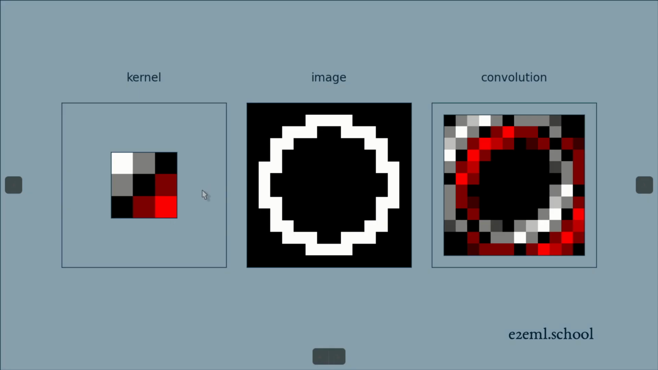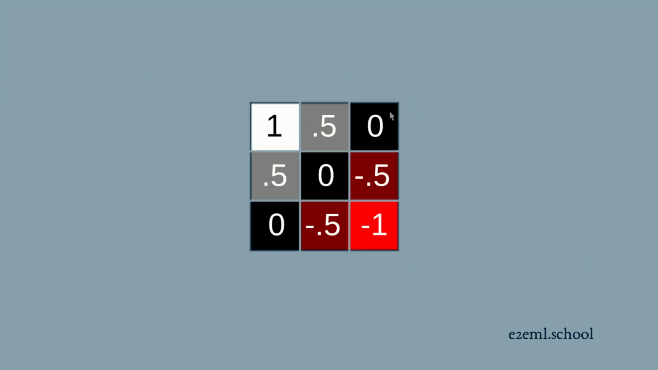This kernel also maps numbers to colors. So we have 0 mapped to black, -1 mapped to red, 1 mapped to white. This lets us see it visually, but there's numbers underneath it.